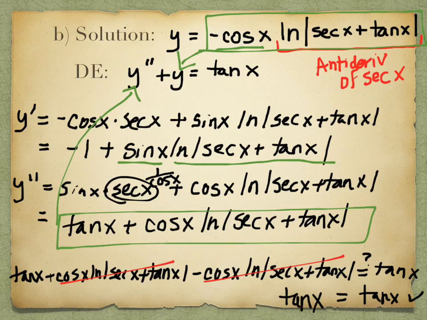So a little bit more complicated than the last one, but the process is still the same, right? You take the derivatives that you need, and then you plug them into the equation to verify that both sides are equal.